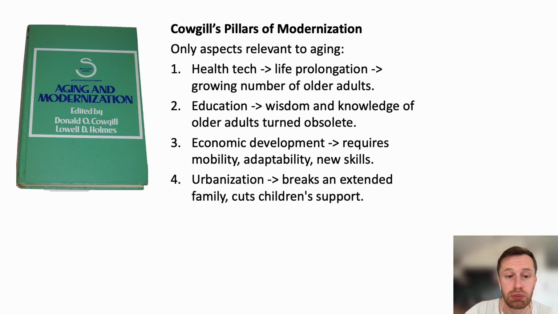And finally, urbanization breaks up an extended family and cuts children's support, and basically the older people stay disconnected from their children, often staying in the rural area, whereas their children move to the city. All these four aspects of modernization lead to similar results, to the decrease in the social status of older people. Older adults become less competitive due to these processes and eventually lose their fight for the labor market, and the position on the labor market is what defines the social status. They move to less prestigious jobs, they sometimes lose jobs, and the pension systems increase this process, and so their relative position in society decreases.